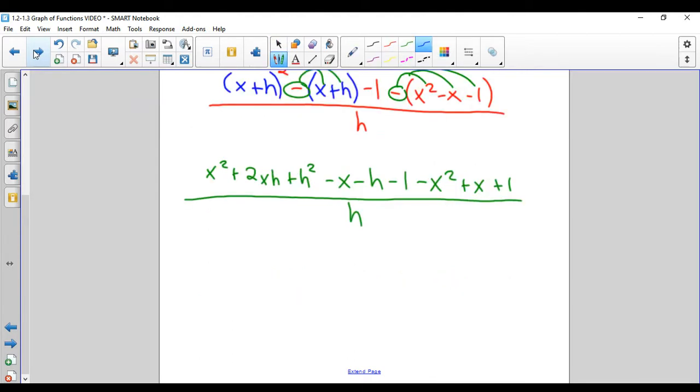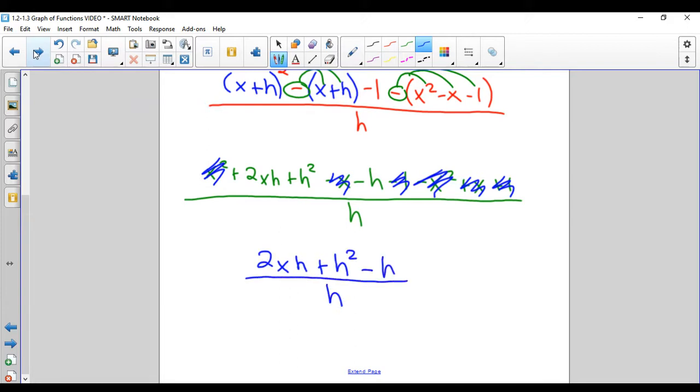Again, anything without an h should cancel. Let's see. x squared minus x squared. Got an h, negative x plus x. We're good. Minus h here, minus 1 plus 1. Let's see where we stand. We have 2xh plus h squared minus h all over h.